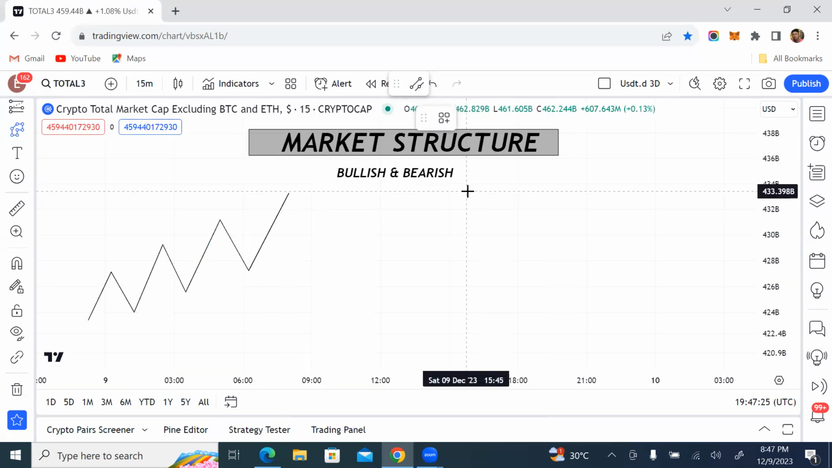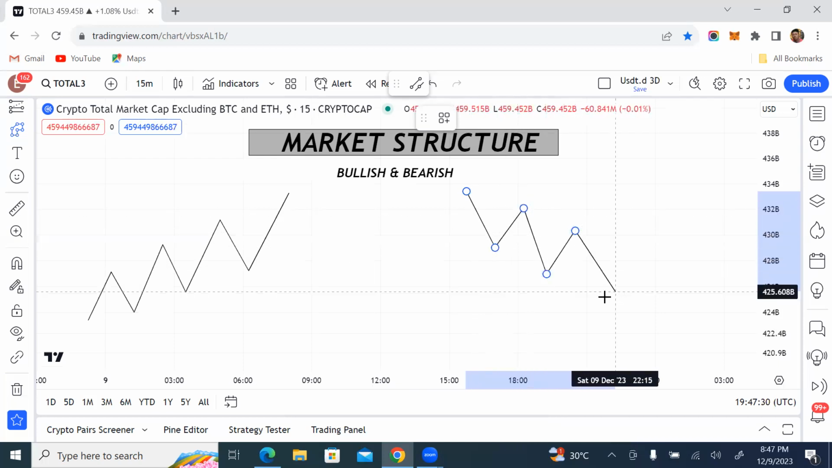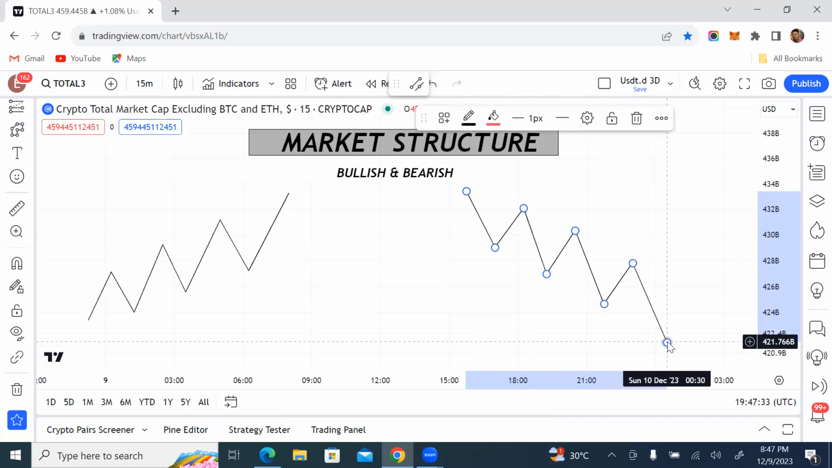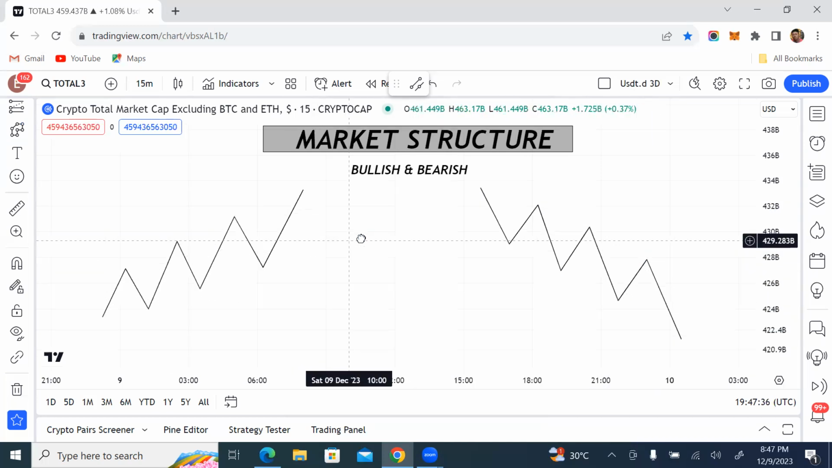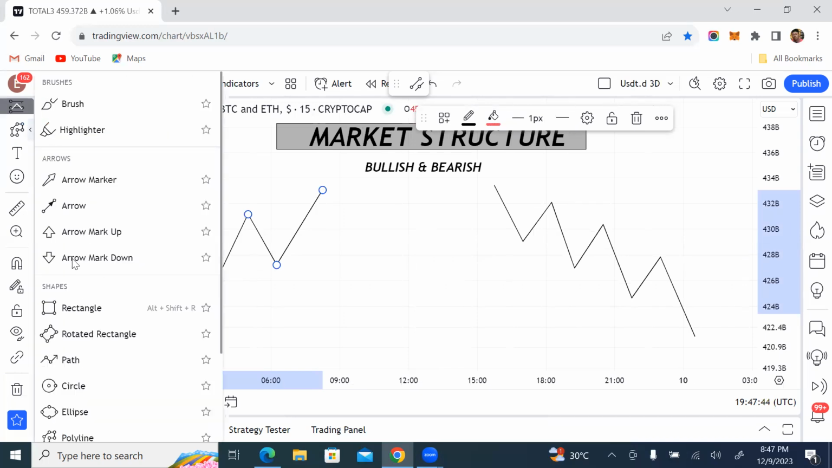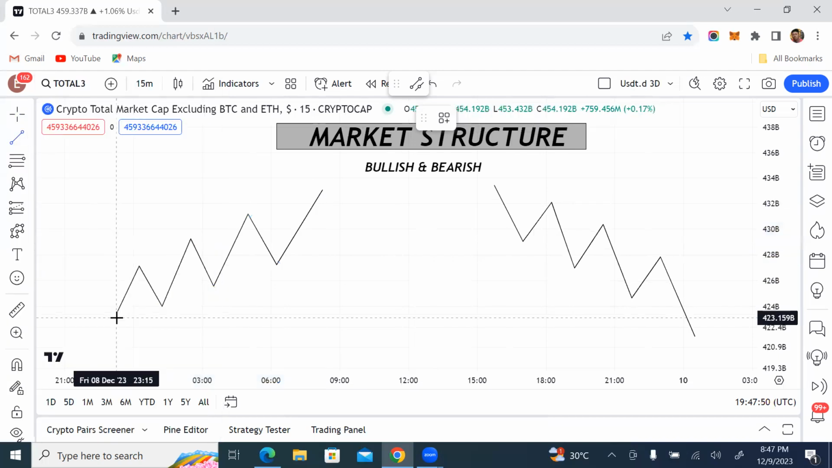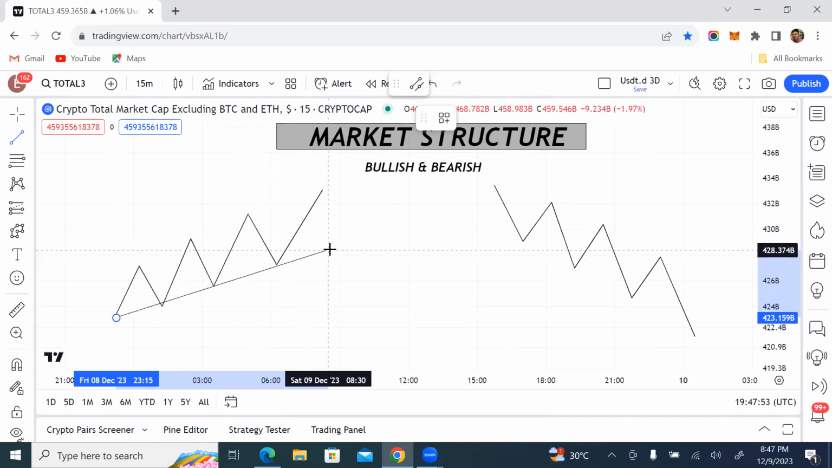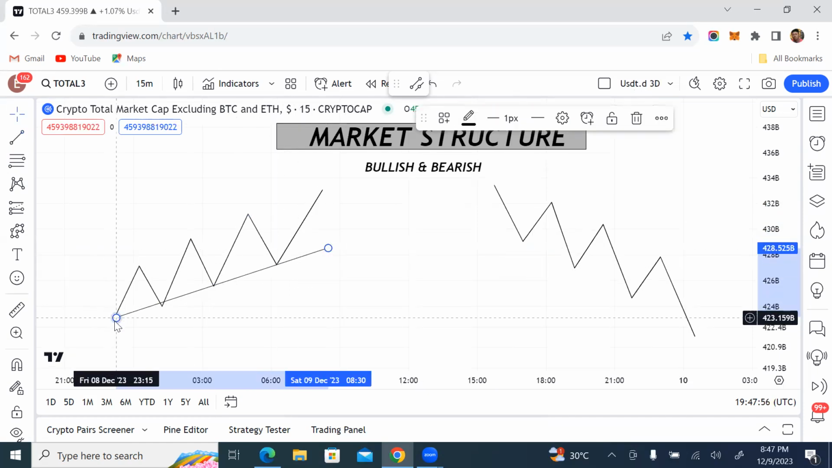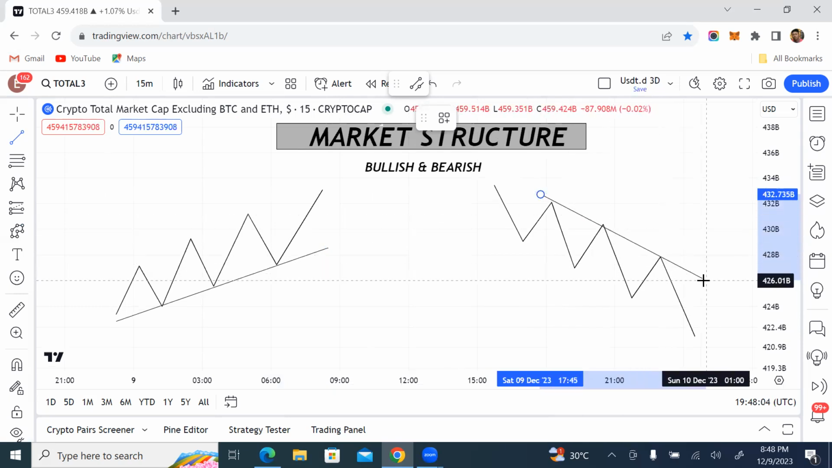But in a bearish situation, you're going to see something like this, like this, like this. So these are just two illustrations showing you what market structure most definitely will look like. And if we connect our trend lines to it, you see we're making continuous higher highs, and then we're making lower highs and lower lows.